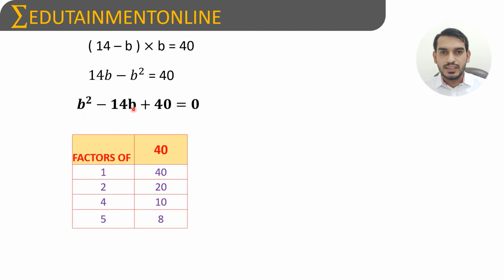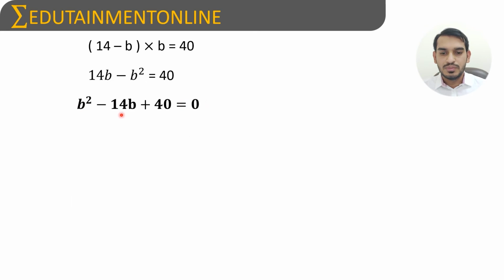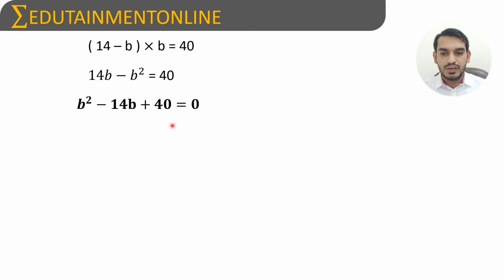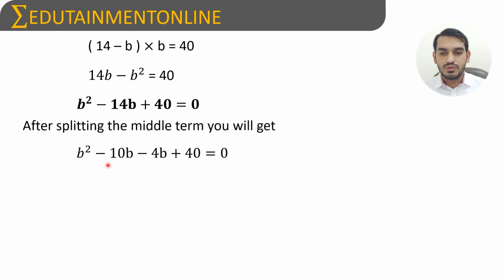So for finding the roots of the equation by the splitting the middle term method, we need to find two numbers whose sum is equal to minus 14 and the product is equal to 40 into 1. For that we will take the factors of 40, which are minus 10 and minus 4. So the sum will be minus 14 and the product is 40. In place of the middle term minus 14b, we can substitute minus 10b minus 4b. So the equation will be b square minus 10b minus 4b plus 40 is equal to 0.